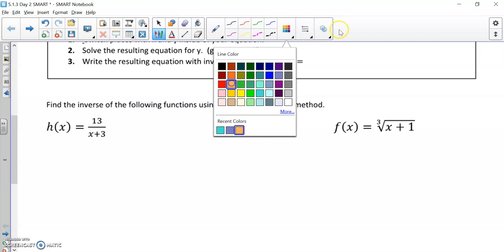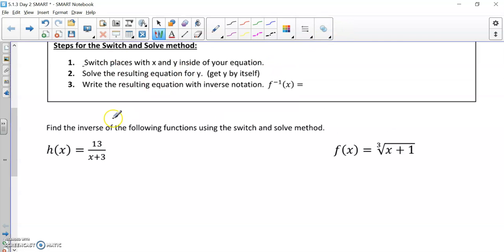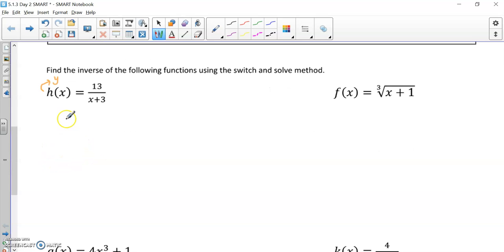So let's go ahead and get started with these problems. And remember our steps, right? We're going to start by switching our x and y. Now you just have to remember that this h of x is y for us. Okay, so don't get confused by that. You could just always rewrite it as y equals. So now that I know that, let's flip-flop x and y and say x equals 13 over y plus 3. Okay, I just flip-flopped the x and y.